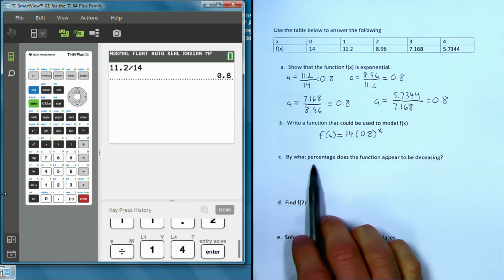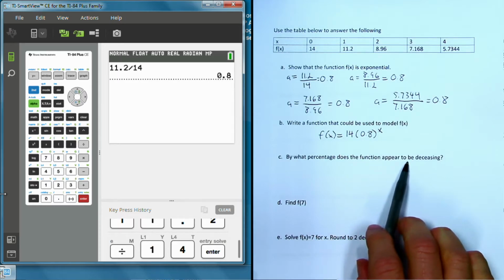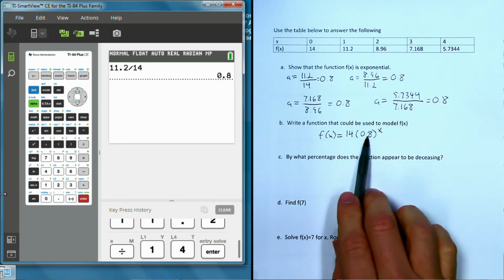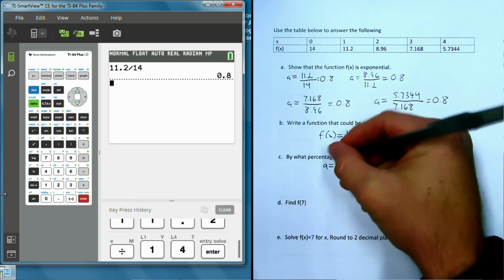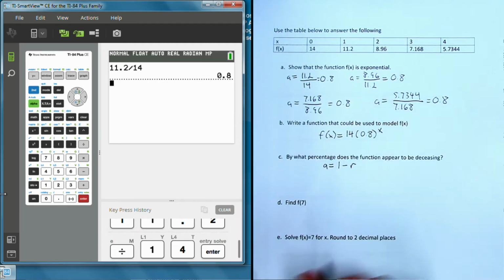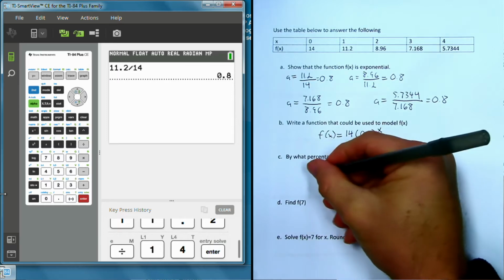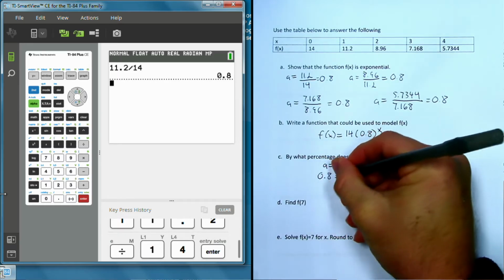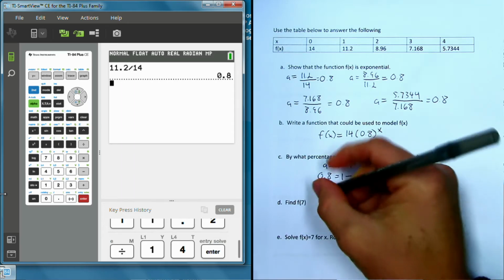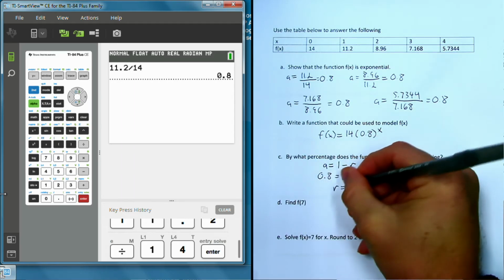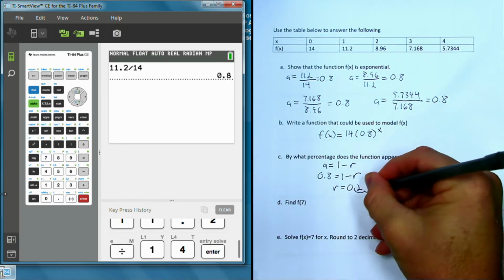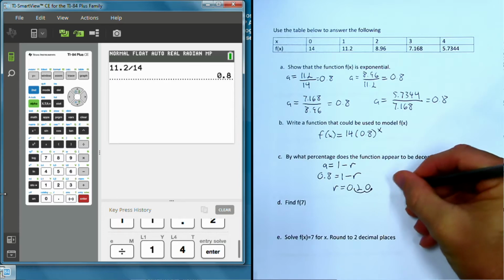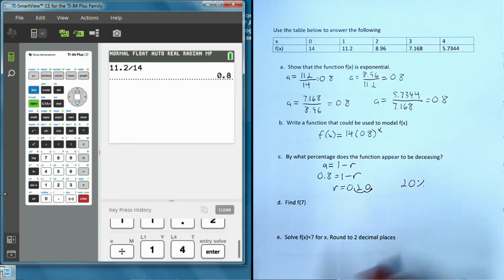In this next question, it says, by what percentage does the function appear to be decreasing? We know it's decreasing because this number is less than 1. That growth factor typically comes from 1 minus our rate of decay. So I would say 0.8 equals 1 minus what number? Well, we took away 0.2. That is our rate of decay, but it's written as a decimal. We want it written as a percentage. So if I move that decimal place 2 over, we would say that that is a 20% rate of decay.